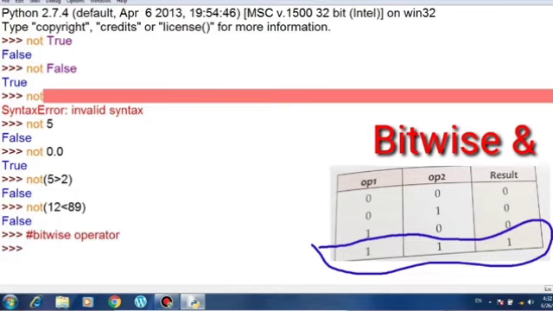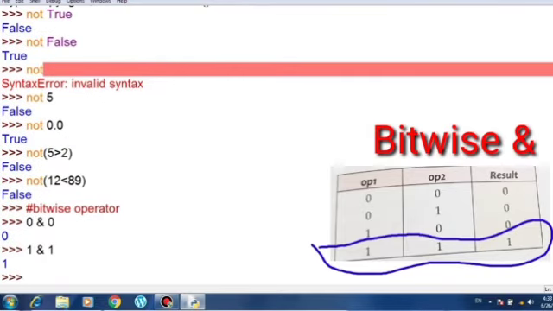If I write here 0 and 0, it will give you the answer 0 because both are false. When you write 1 and 1, it will give you the answer 1 because both values are true. The truth value of this 1 is true, and this is also true, so it will give you the answer 1, which is true. So bitwise AND returns true only when both operands have the true value, otherwise it gives false.